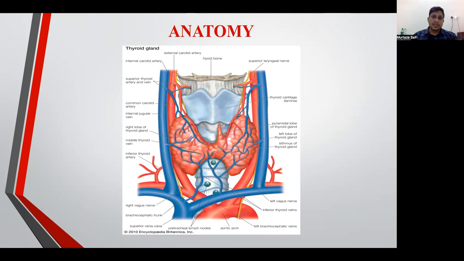Superiorly, the thyroid cartilage is there, and below this thyroid cartilage, you can see the pyramidal lobe of the thyroid gland and the left lobe of the thyroid gland. Again, you can see the isthmus, left vagus, inferior thyroid vein, and the left brachiocephalic vein. Then the pretracheal lymph node, then the aortic arch. So this is the basic structure of the thyroid gland with vascular supply.